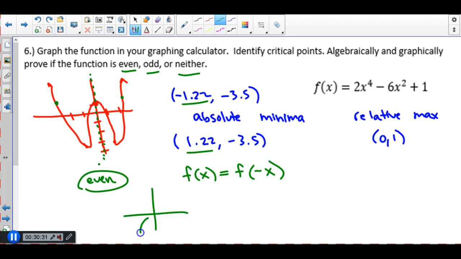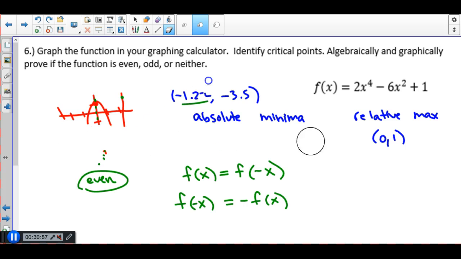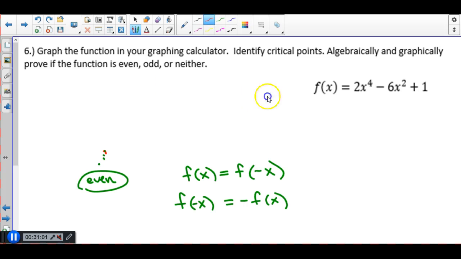If it were an odd function, you would see symmetry around the origin, and it would look like a rotation of 180 degrees about the origin, and that would indicate that it's an odd function. Algebraically, for an odd function, f of negative x would equal negative f of x, and we would be substituting those values in. What I'm going to do is algebraically show for this function that it's even, just to prove that it's even.